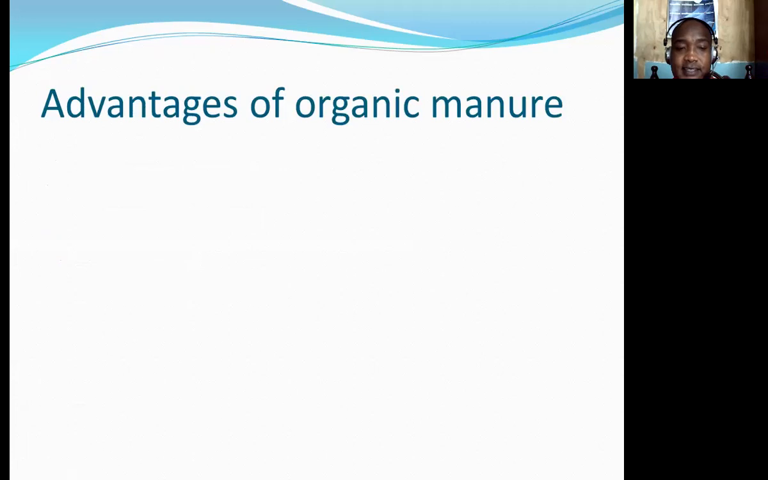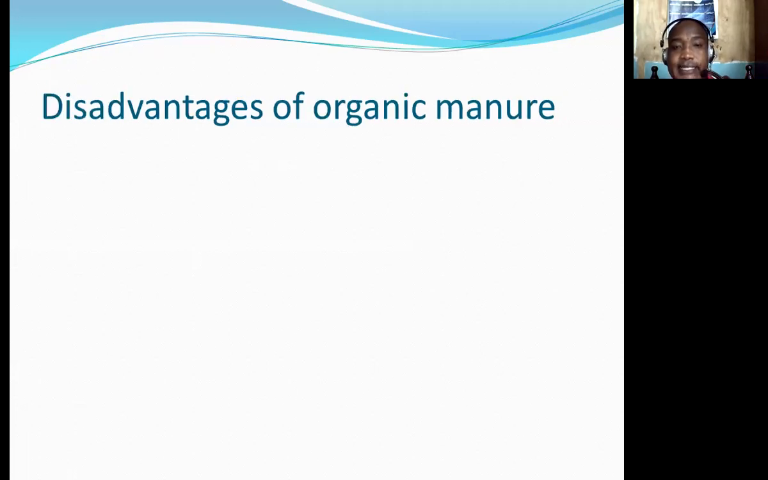Pupils, let us see now the advantages of organic manure. One, it binds soil particles. Two, releases the nutrients slowly for a long time. Three, reduces soil erosion. Four, improves aeration. Lastly, it improves soil structure.